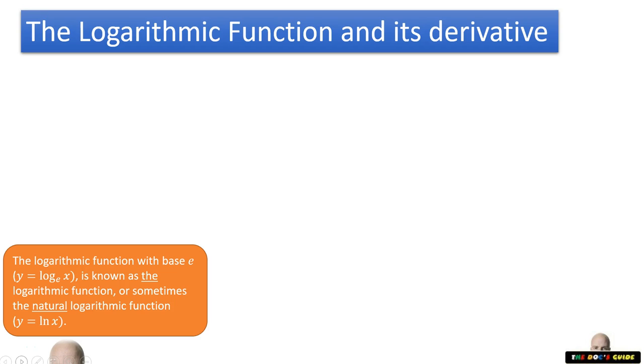It's also sometimes called the Naperian log function because that was the person who did a lot of work on actually getting the values for this log function.